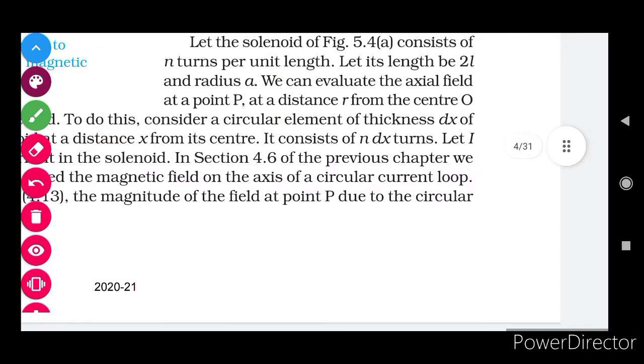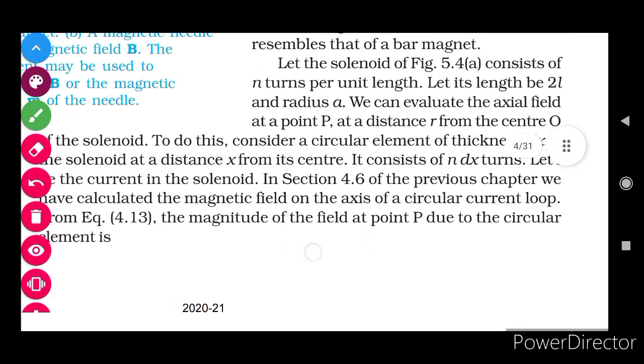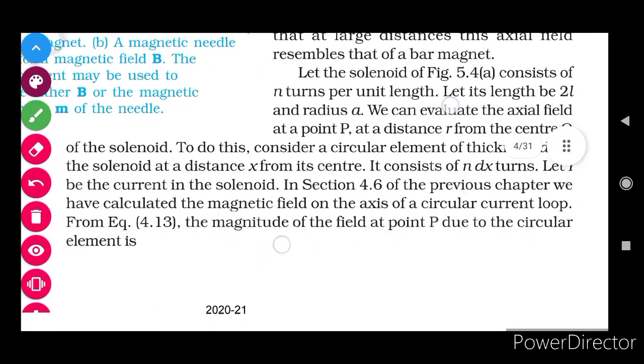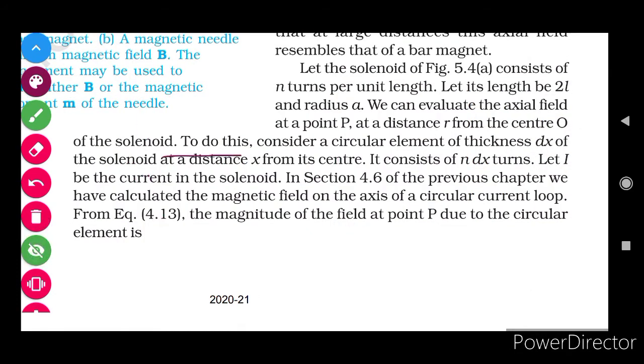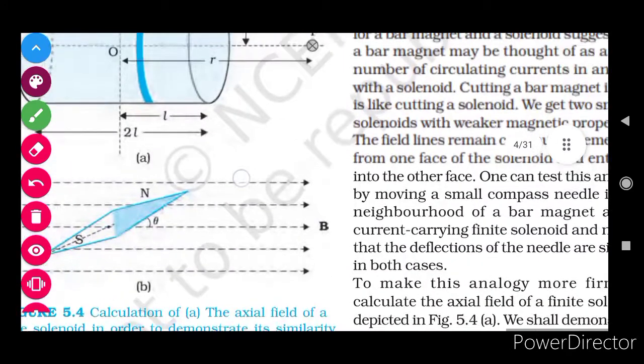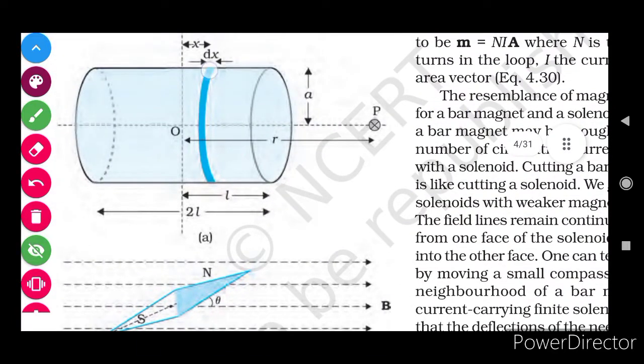So to do this, consider a circular current element of thickness dx of the solenoid at a distance x from its center. So what we did, we considered a circular element. This is the circular element dx, a small circular element, which is at a distance x from the center of the solenoid. And we'll find the magnetic field due to this small element.